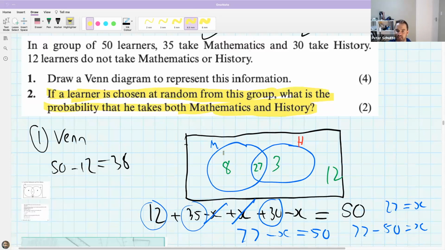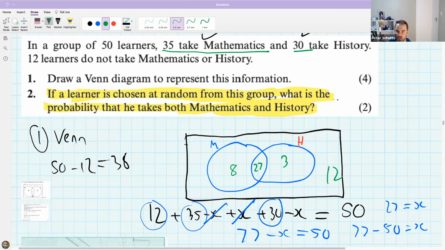Please explain the 8 and the 3. Oh, okay. So what we had to do here was this used to be 35 minus x, and this used to be 30 minus x. Because of the 35 for mathematics, that's where that 35 comes from, and the 30 for history, that's where that comes from. But you know x is 27, so 30 minus 27 is 3. And 35 minus 27 is 8.